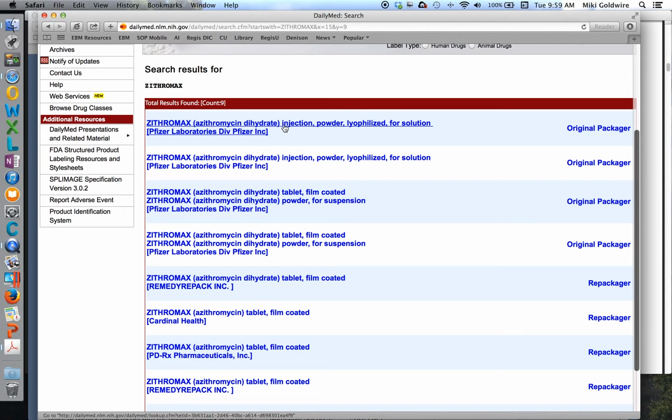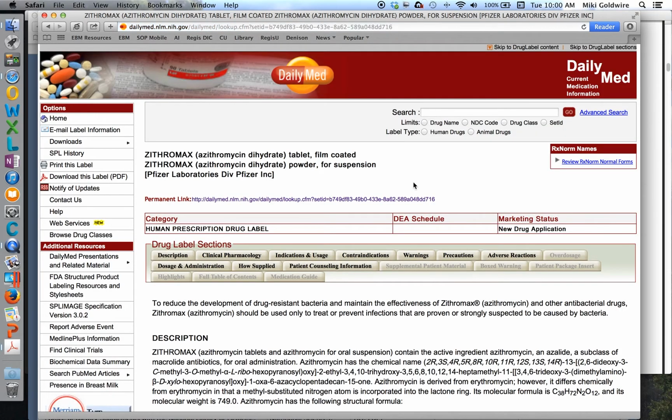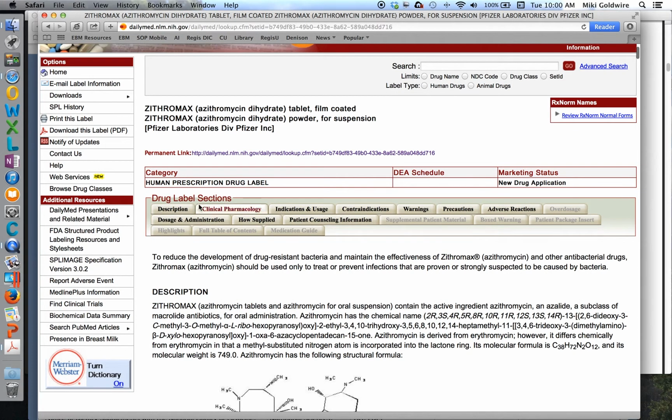This first one is the injection. This second one is also the injection. And then we have a tablet and a powder for suspension. So let's click on the tablet and powder for suspension, and I'll just show you a little bit about DailyMed. You can see tabs here for the labeling sections.